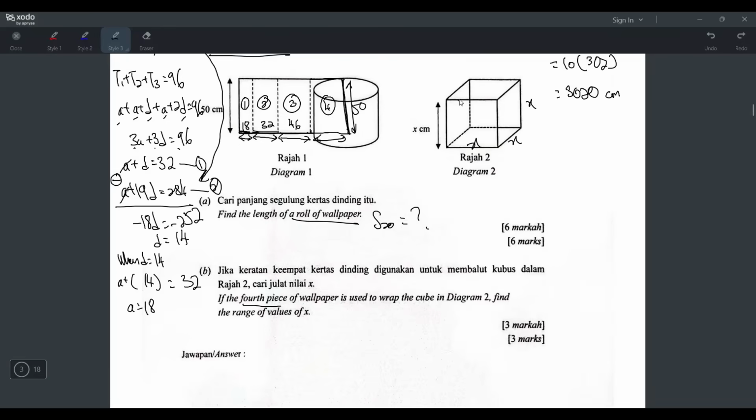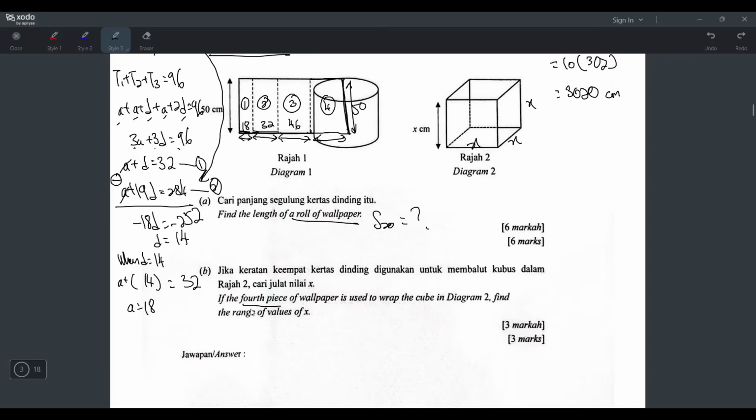So can you tell me, usually when you wrap the cube, usually you find what? Perimeter? No, right? You don't find perimeter when you wrap something. You usually take the surface area. Do you agree? Yeah, the luas permukaan. Because when you wrap something, you want to make sure that the surface area, the luas permukaan, is enough to cover all the surface here.